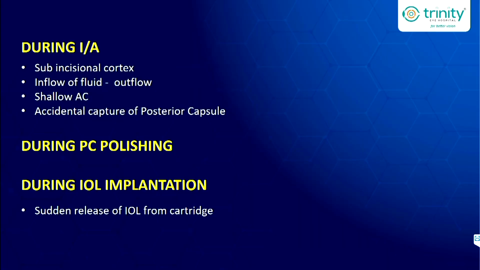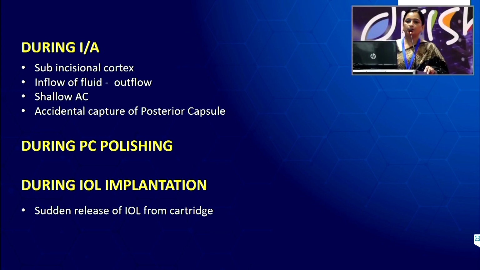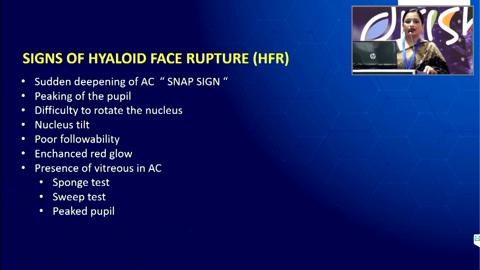It can happen during an IA, PC polishing, and even during an IOL implantation if it pops out with a jerk. How do you identify a hyaloid face rupture? You can see a sudden deepening of the anterior chamber, a peaking of the pupil, and enhanced red glow. And sometimes what happens is the nucleus which was rotating, you find it difficult to rotate. And you might notice a nucleus tilt. And if there is vitreous in the anterior chamber, you will have a poor followability to remove the rest of the fragments. And always, with a sponge test, that is with a wet sponge, if you wipe it, you can identify the vitreous in the wound.